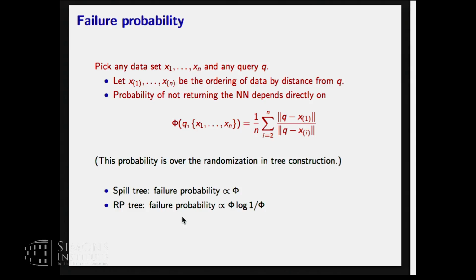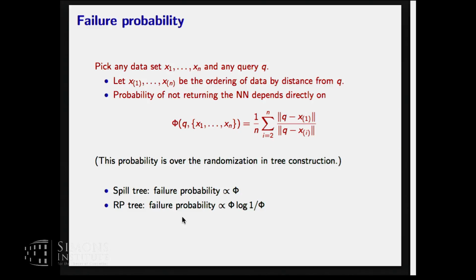I'll go through the argument in a second, but you'll see that this is both an upper bound and a lower bound. I mean, this is approximately tight, except where there's a lot of collinear triples. So what is this? It's the distance to the nearest divided by the distance to the second nearest, plus the distance to the nearest divided by the distance to the third nearest, and so on.